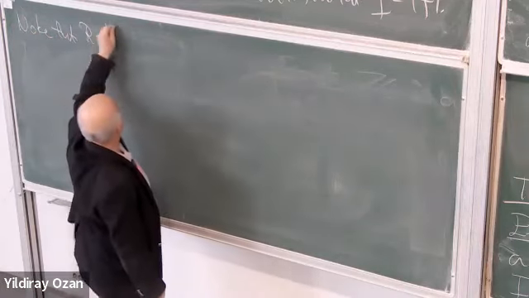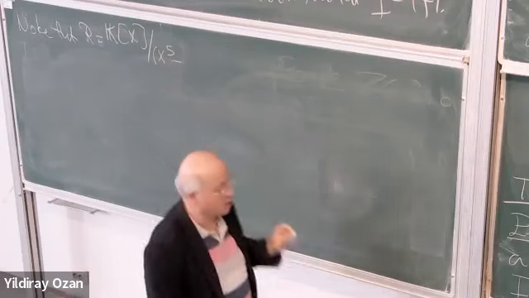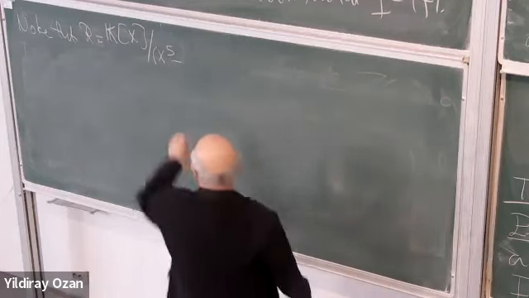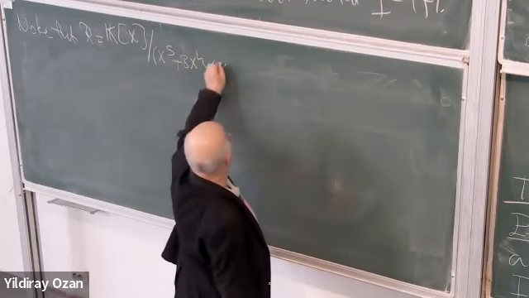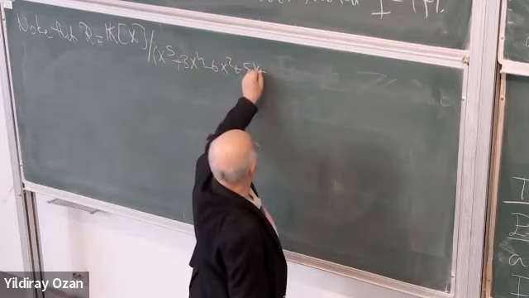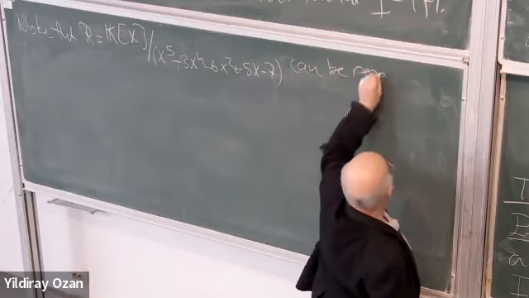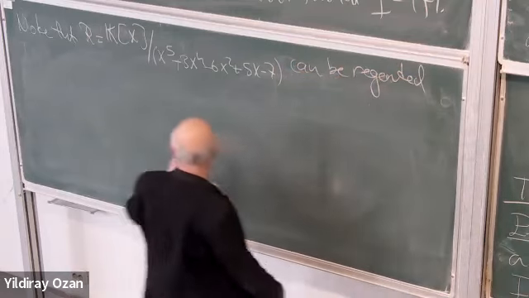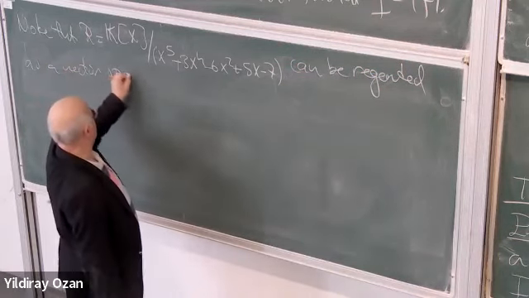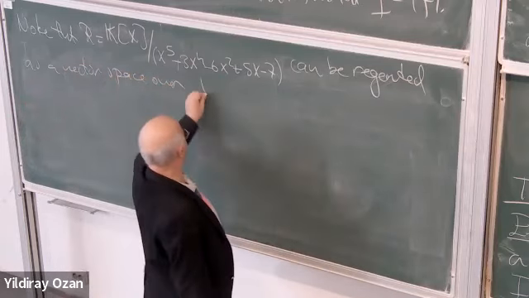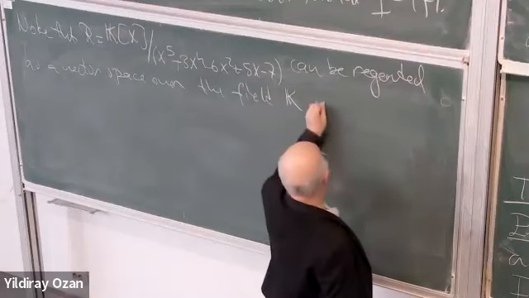R is x divided by this polynomial, 5, 3, 4, minus 6, plus 16. Can be regarded as a vector space over the field K, with basis.